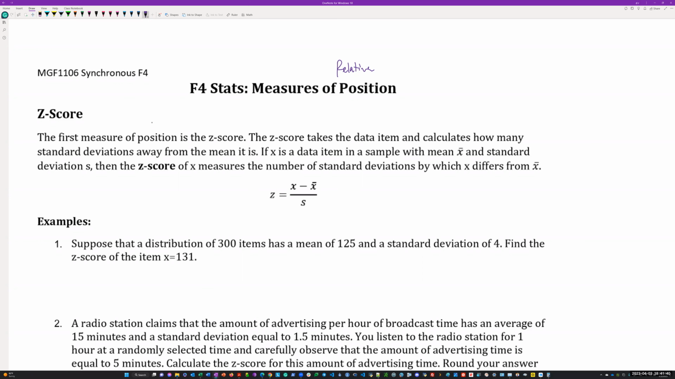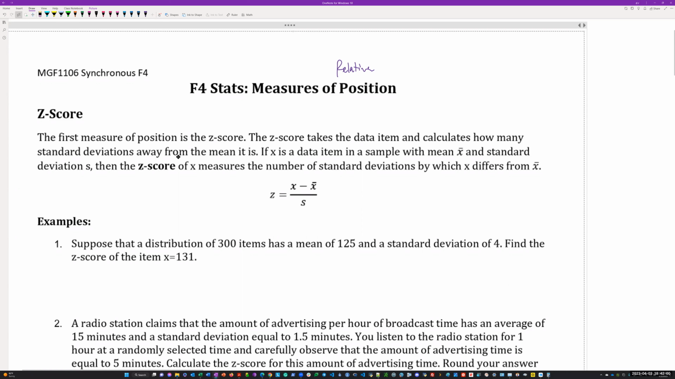So what they're saying here is it's not really that helpful to know just how much more than the average I scored. It's important to know how spread out the distribution is also, so we can see how many times that spread fits into that difference. Does that make sense?